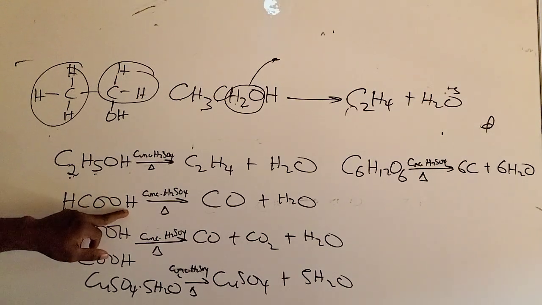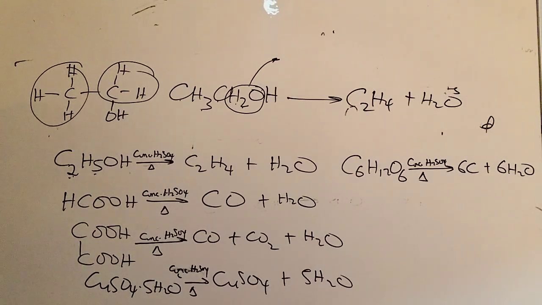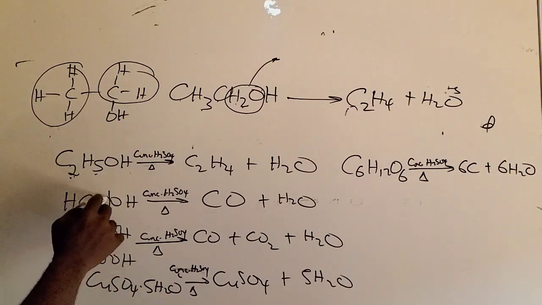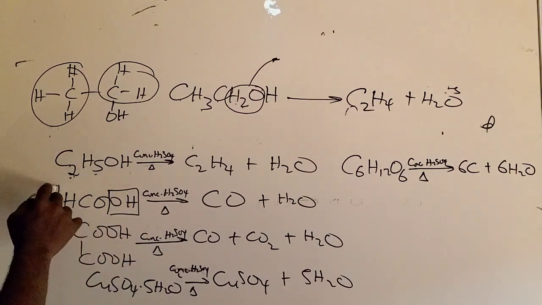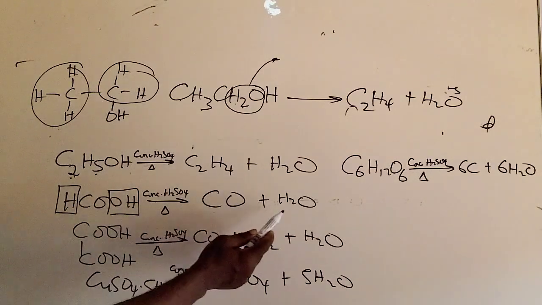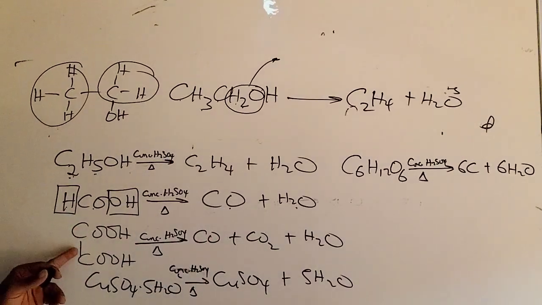This is also another example of dehydration reaction. This acid is called methanoic acid. In this reaction, as you can see, water has been removed. Water is H2O. There's a circle of water: OH and H. So if you bring out 2 hydrogen and 1 oxygen, that becomes water. What remains is CO. Okay? We'll go to the next example.